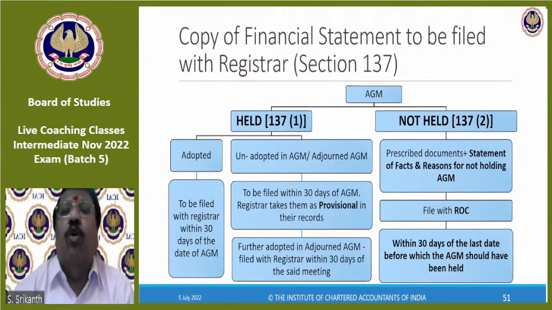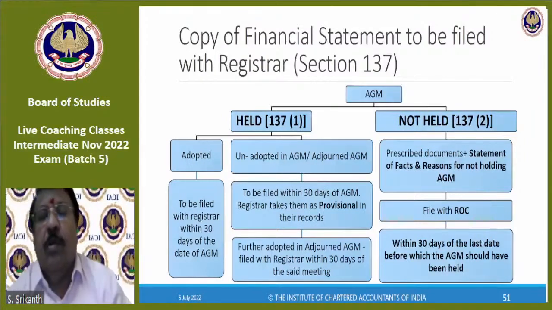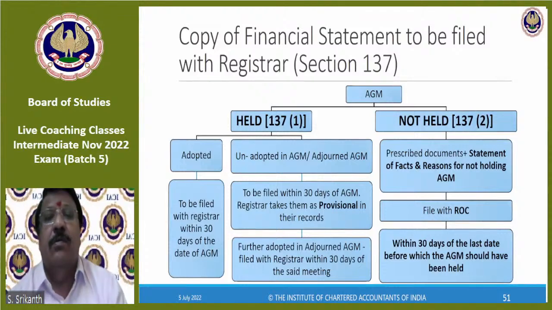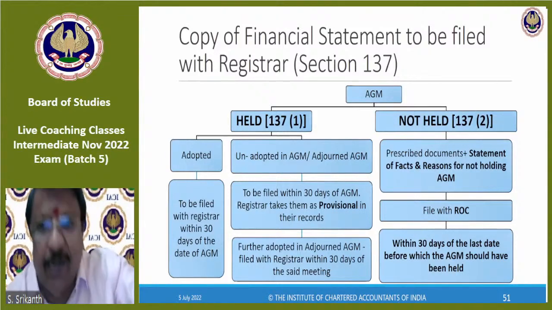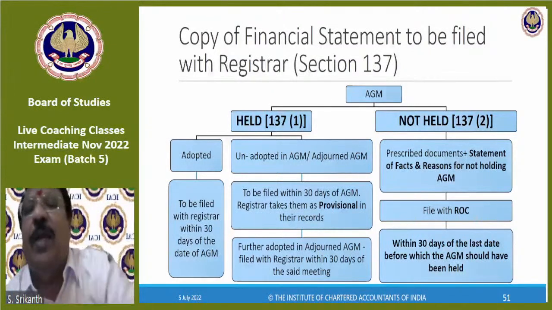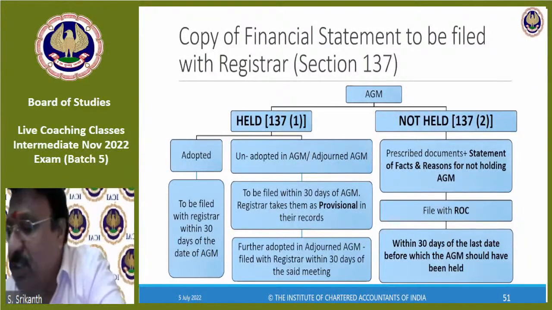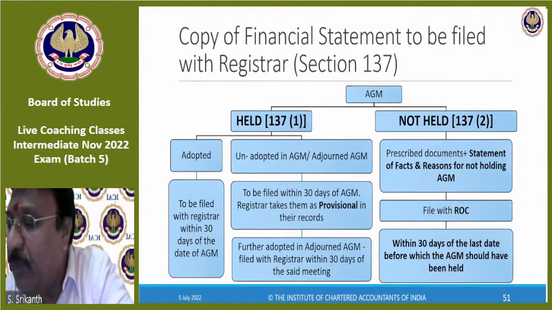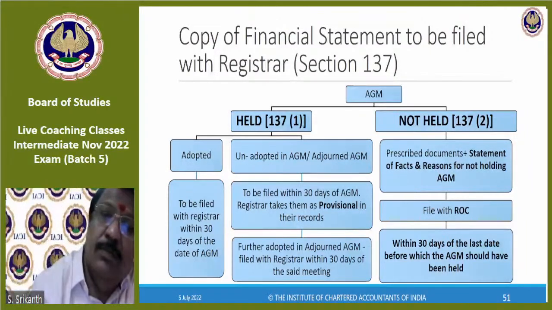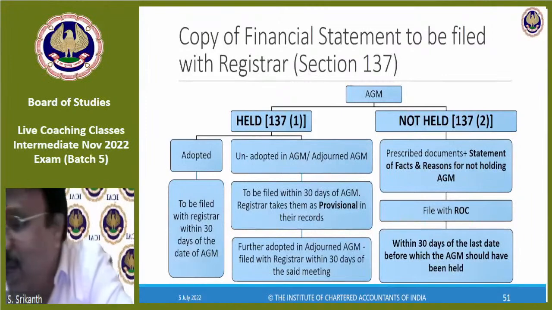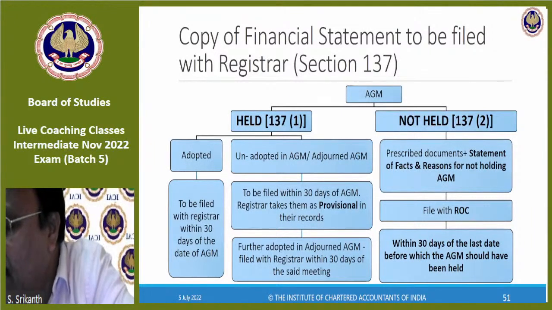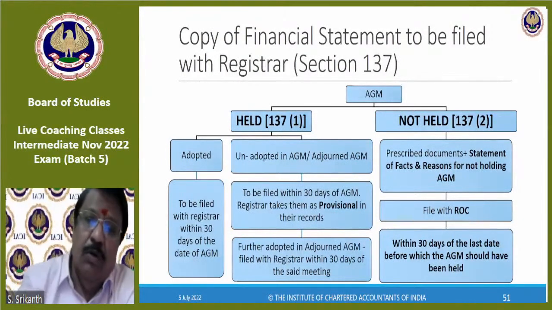Okay, now you are holding the AGM. First of all, the question: was the AGM held? Answer, yes, it was held. Then 137.1 will apply. If it was not held, 137.2 will apply. Okay, so there are two groups of people. Some are saying 30 days, some are saying 60 days. Who is correct?